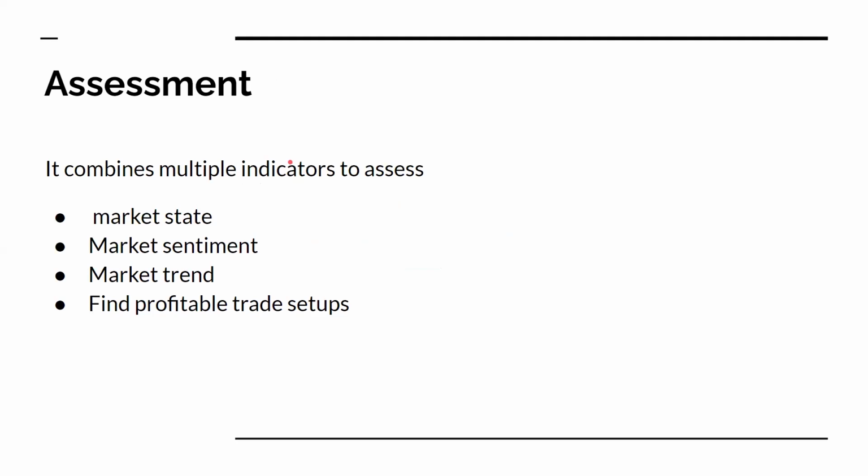So what does it look at during assessment? It looks at the state of the market. It also looks at the market sentiment. It looks at the market trend, and it also finds you profitable trade setups. I know there are so many indicators out there that give you a slightly similar view, like the Vumanchu, that is the Cipher B, which is made up of VWAP and moving averages plus a money flow index. But we shall look at that another time. Today let's talk about the TDI. TDI gives you a market state, a market sentiment, a market trend, and it can find you profitable trade setups.